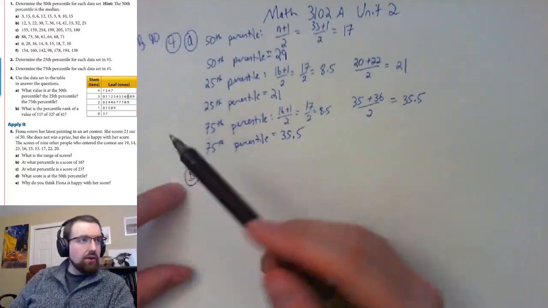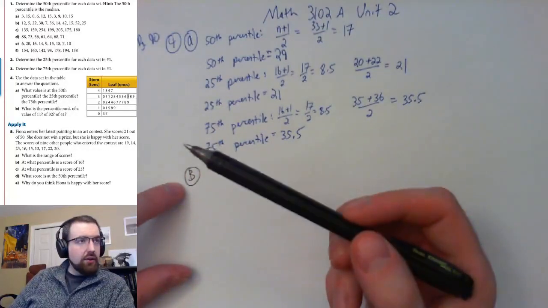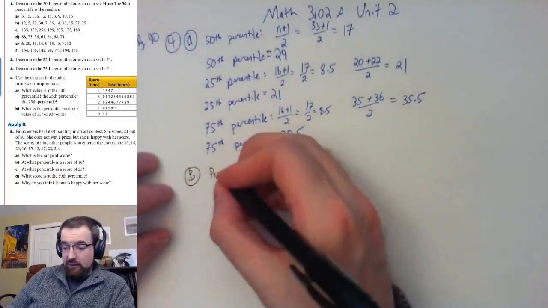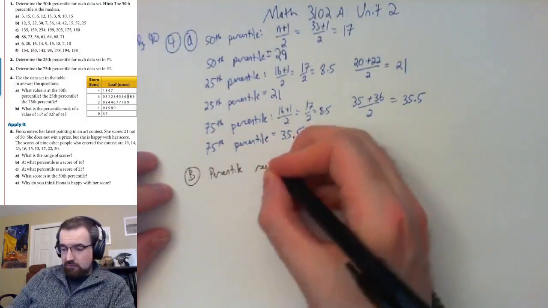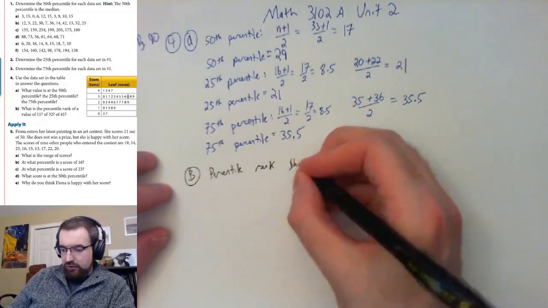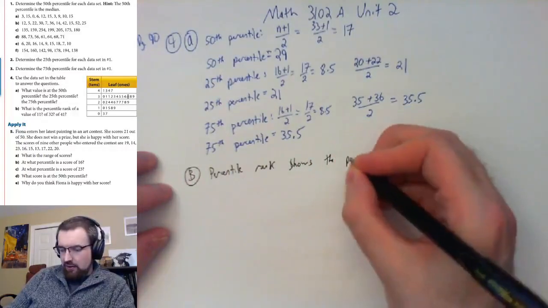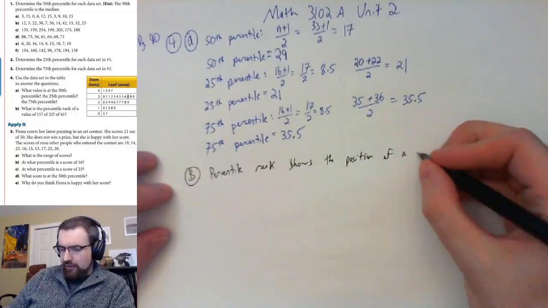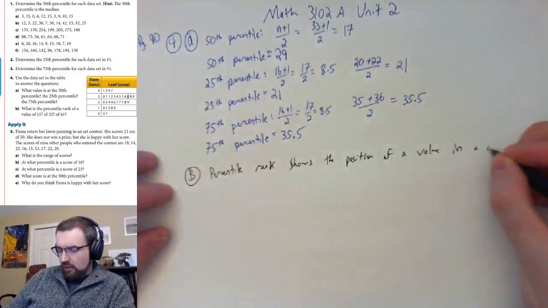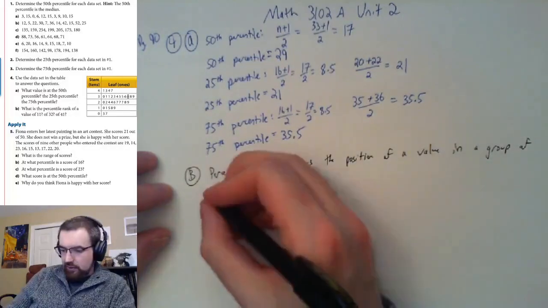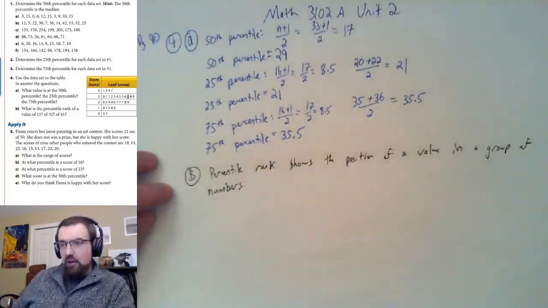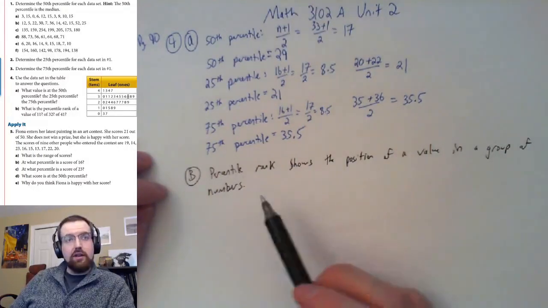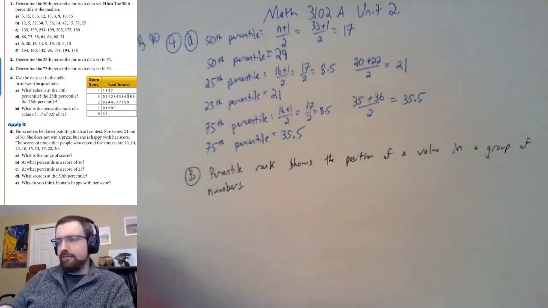What percentile rank is a value of 11, 32, or 41? How do we find that? Well, percentile rank shows the position of a value in a group of numbers. So it's super important to know that percentile rank shows the position of a value in a group of numbers.